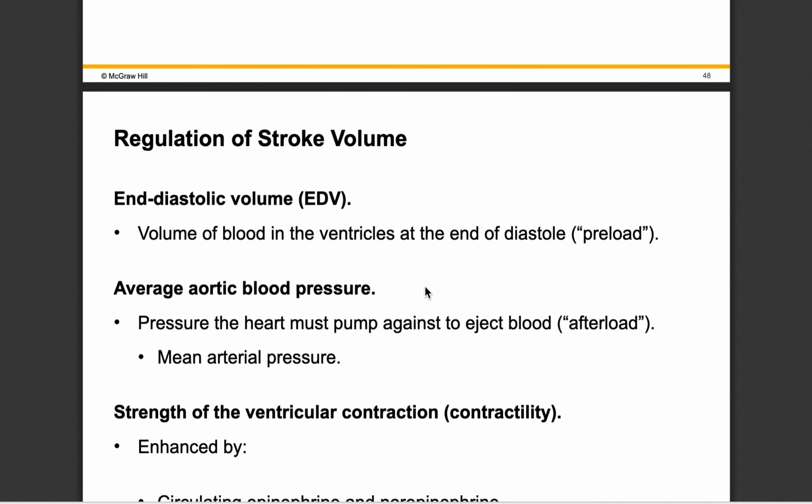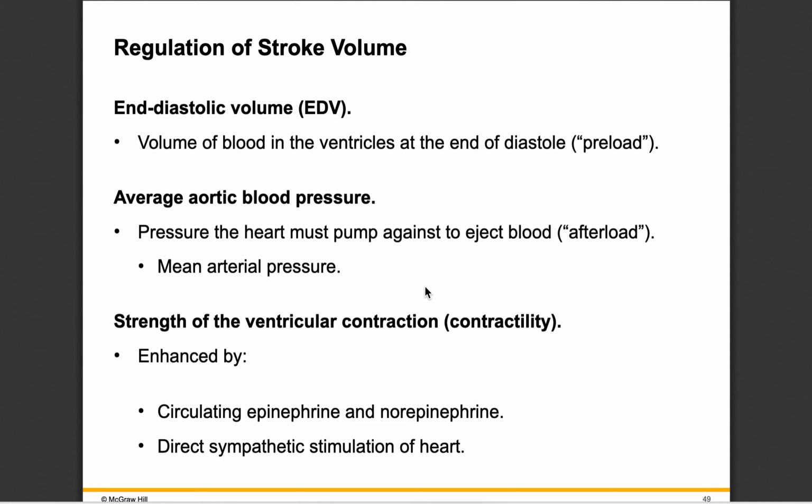So then we move into stroke volume, and we can also regulate stroke volume. We can change this to increase the amount of blood for every pump of the heart or decrease it. And there's a measurement for this as well. There's end diastolic volume, or EDV, which is the volume, how much blood is in the heart before it contracts.